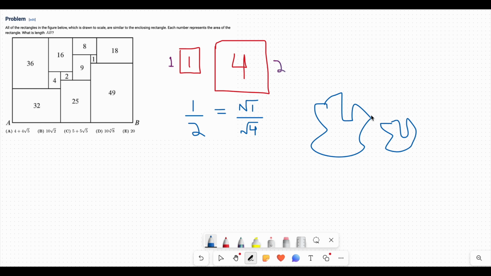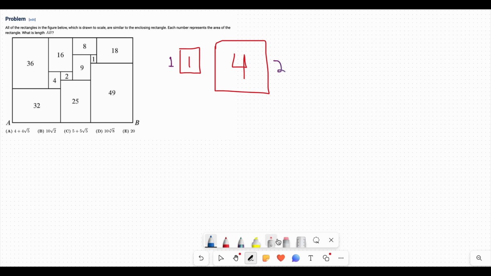As long as they are similar, which in this case all of these are, and so are these squares, so are these in our example, the ratio of the length will always be the same as the ratio of the square roots of the areas. How does this help us? Well, let's see where we can begin on this question.